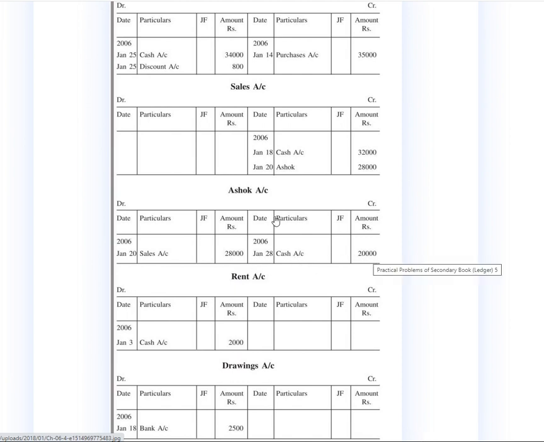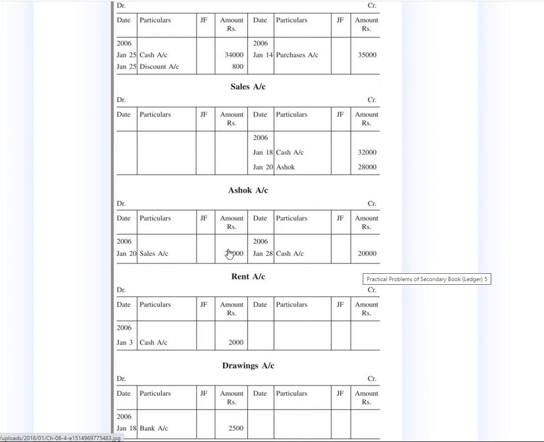What are you understanding here? It is simple. See, Ashok purchased goods from us. Okay, we did a sale to him. So on January 20th he had to pay us 28,000. Now he has paid us 20,000. What is left should be written here. Later we will show it as a balance carried forward, meaning brought down for the next month, because he has still not paid.